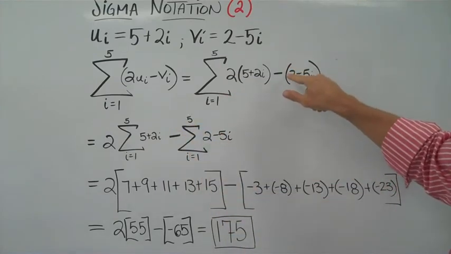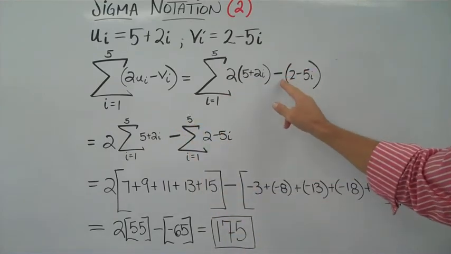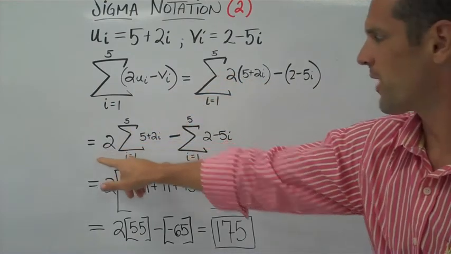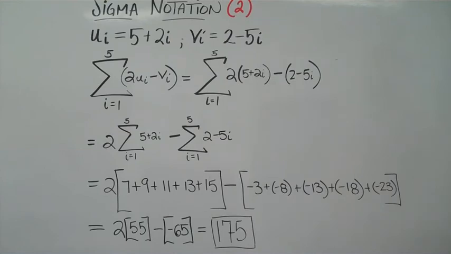I actually take out a negative 1 here too. So my k in this case is negative 1. I move that out in front. My k in this case is 2. I move that out front. And I've done the distributive property as well of my sigma.